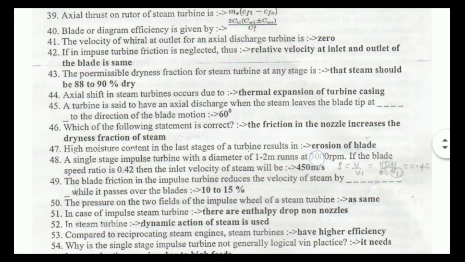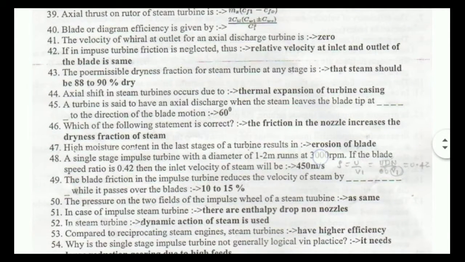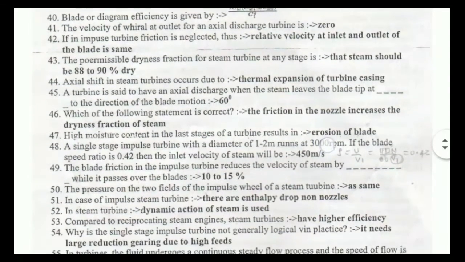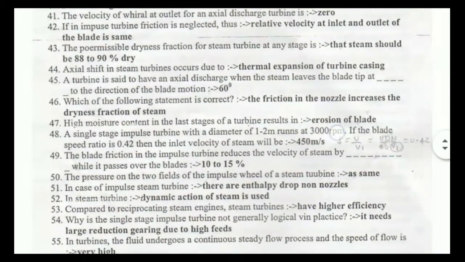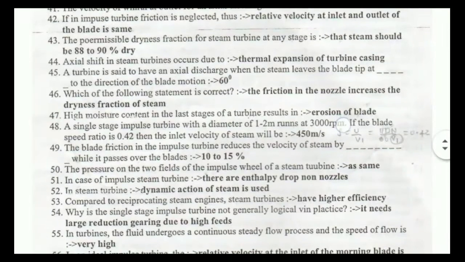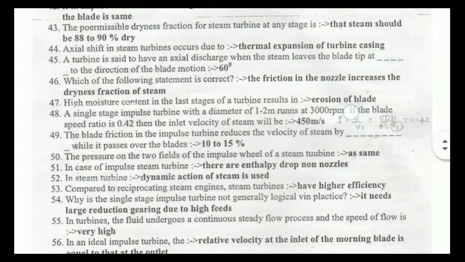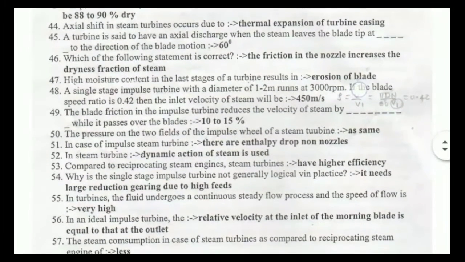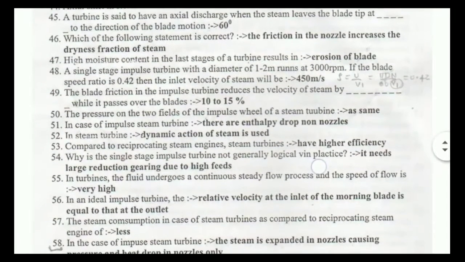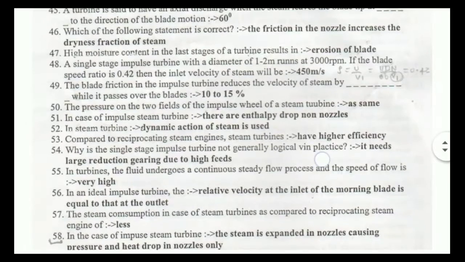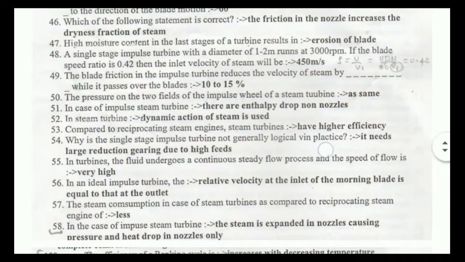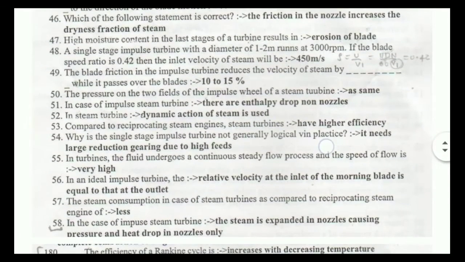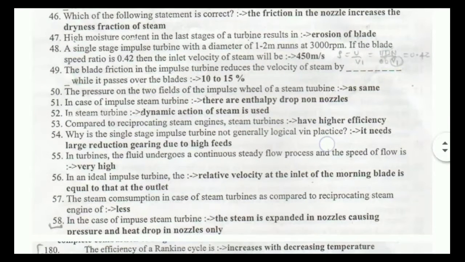71 is also important. Per wheel velocity, axial discharge is 0. You can check the remaining. Here check all the bits. Once check the 47th. High moisture content in the last stage of turbine results in erosion of blades. Okay, it's an important bit.